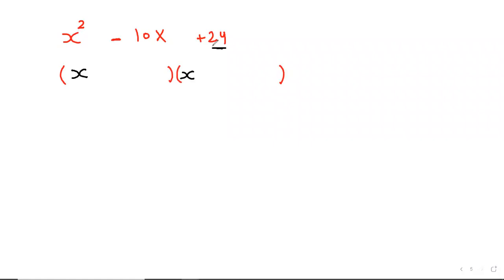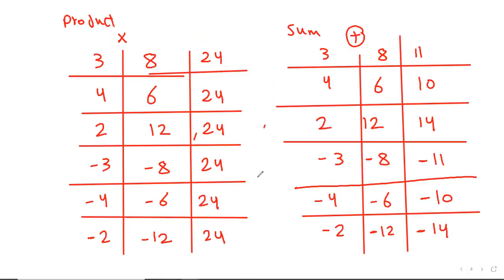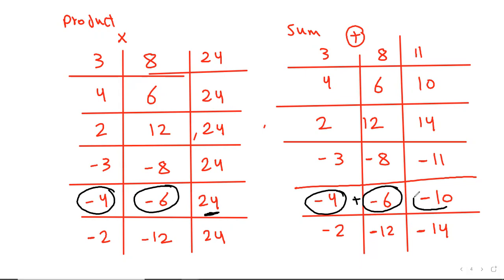So what about 24 and negative 10? I'm searching for 2 numbers. Their product is 24 and their sum is negative 10. So let's go back and check the table. They are negative 4 and negative 6. When multiplying them, you would get 24, and when adding them, negative 4 plus negative 6 equals negative 10.